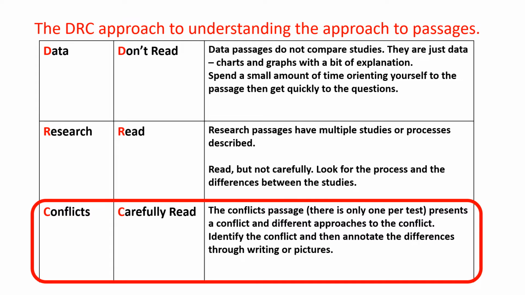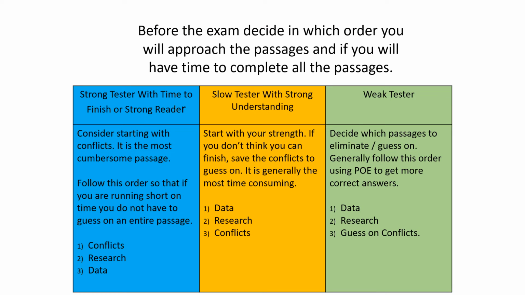I find for most students, it's better if they spend more time in the passage, then the questions are easier. There's only one conflicts passage per test, and you treat it like a reading passage. Remember, your goal is not to answer every question, but to maximize correct answers. If you are a weaker reader or test taker that doesn't have time to finish, you might want to skip the conflicts passage altogether. Use your time on the other passages.